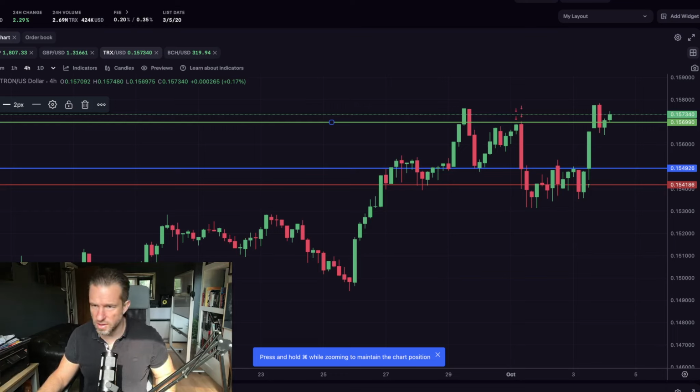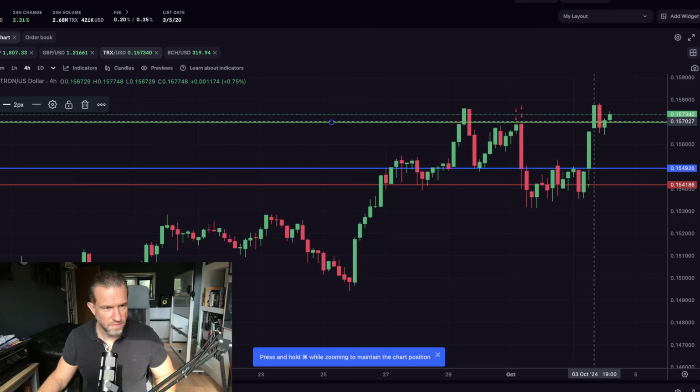So yesterday we had a trade here. It was Tron, TRX against the dollar, and as you can see, this is where the buy position was, where this blue line is. This is where the stop loss was, and this is where our take profit was. Now, we hit take profit.